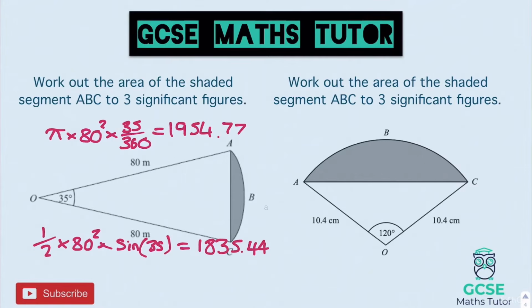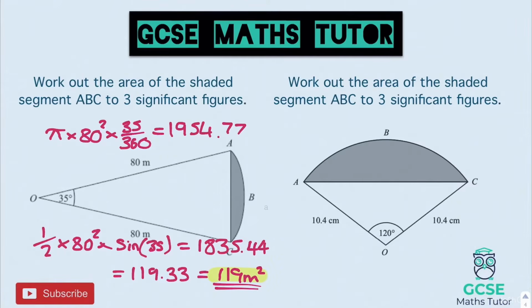Right, now we just need to take those away from each other, so 1954.77 take away 1835.44, all on the calculator, and that gives me 119.33. There we are, 119.33, and again it wants it to 3 significant figures, so we'll chop it after the 9, and that is 119 units metre squared. There we go, and that is the area of the shaded segment on that particular question.